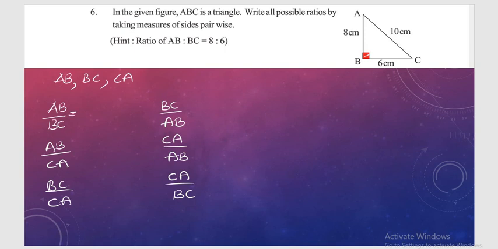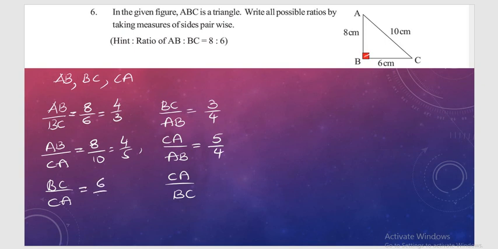Now let me tell you. AB by BC, how much? AB by BC is nothing but 8 by 6, which simplified is 4 by 3. Next, the reciprocal of this, so directly I can write it as 3 by 4. Next, AB by CA. AB is 8, CA is 10, so 8 by 10 means 4 by 5. Clearly its reverse is 5 by 4. Next, BC by CA.